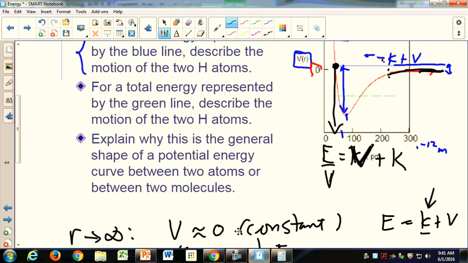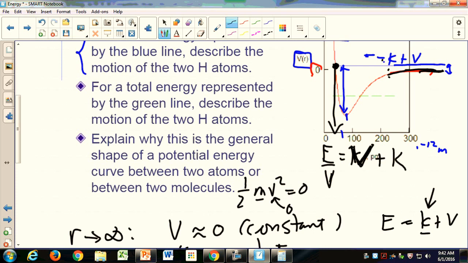What does 0 kinetic energy mean? It means 1/2 mv squared is 0. Mass is not 0. So if the kinetic energy is 0, what does 0 speed mean? Stop, right? Not moving. So they're approaching each other. Initially, they move about more or less at constant speed, right? As they approach, they start to speed up. They reach maximum speed at R sub E. And then past R sub E, they start to slow down because of repulsions.